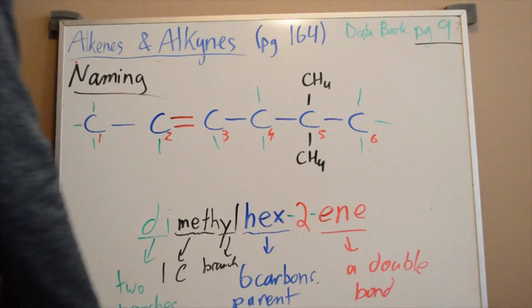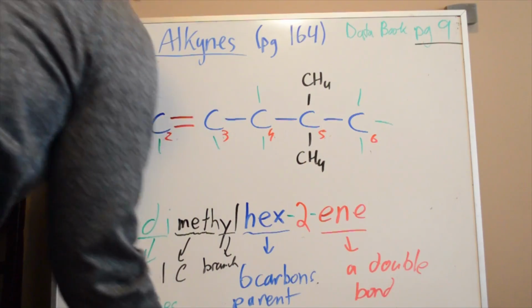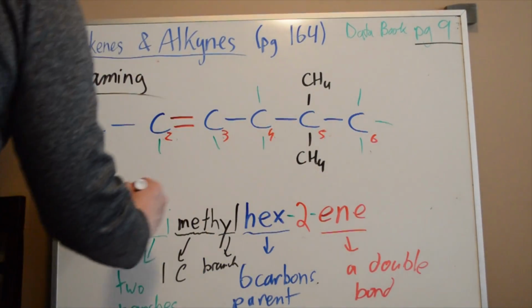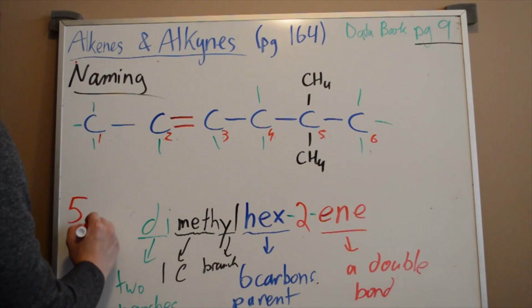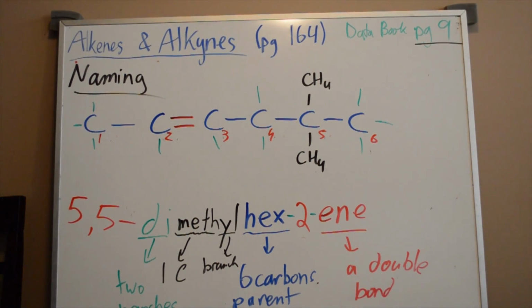I've run out of colors because I've used green, black, blue, and red already, so I'm just going to double up on one. Let's use red again. On which carbon are the 2 methyl branches? They are on the 5th carbon. So we have a methyl group on the 5th carbon, and another methyl group on the 5th carbon like that. So this would be 5,5-dimethyl hex 2ene.